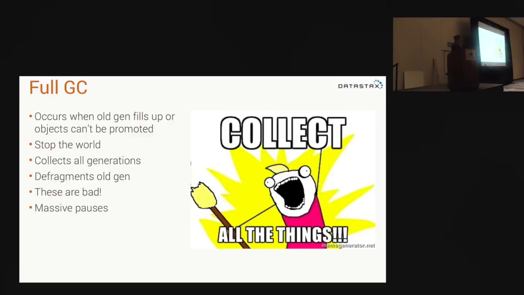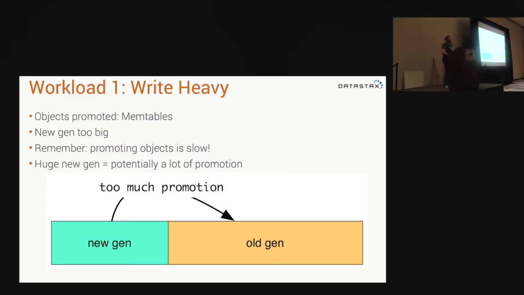What it will do is a couple of things. One, it will collect all generations. That means if you had an 8 gig heap, it has to look through everything in the stop the world. It's also going to defragment the memory as well, and that is really ridiculous. It's going to just copy a ton of memory. You don't want to hit these. It can be avoided though if you tune your JVM for your workload.